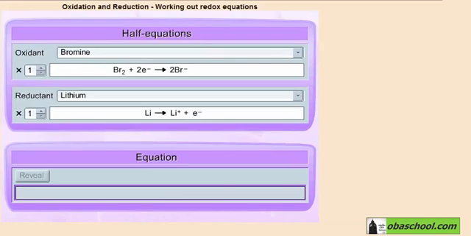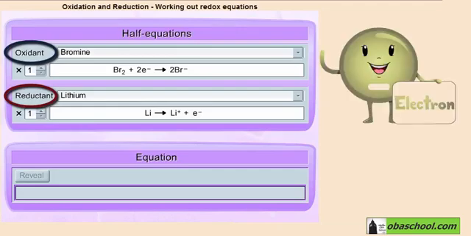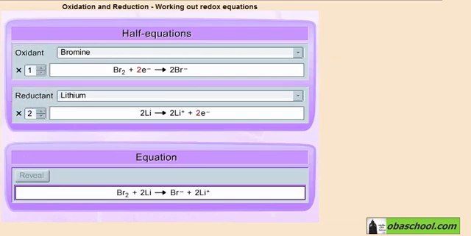Bromine will react with lithium. Bromine in this case is the oxidant and lithium is the reductant. So what should we do to be able to add these half equations? Yes, we must have an equal number of electrons. So we will multiply here by 2 and now we will add them up, and this is the redox equation.